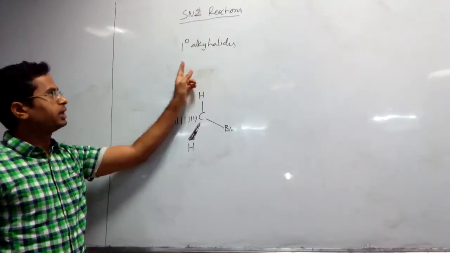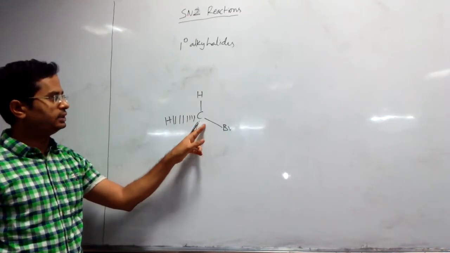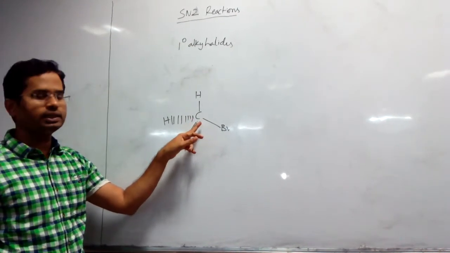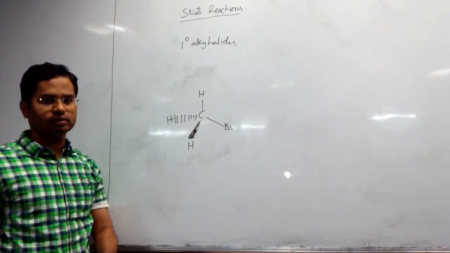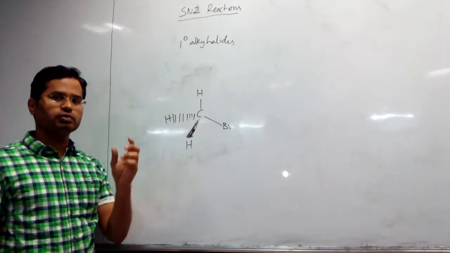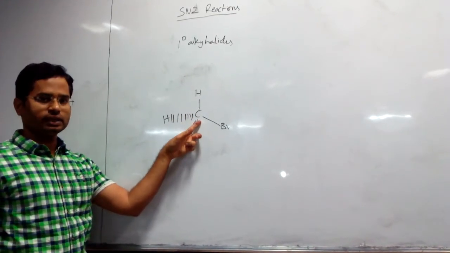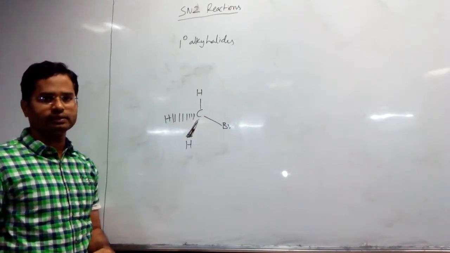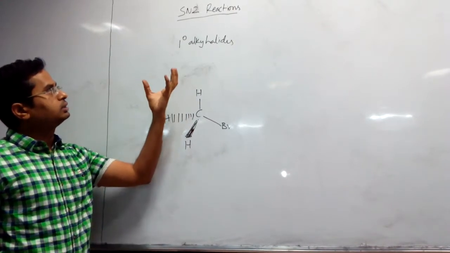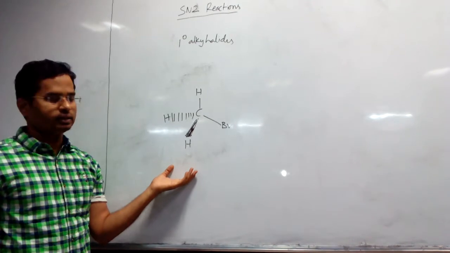SN2 reactions. Primary alkyl halides undergo SN2 reactions. This is a primary alkyl halide because the carbon is attached to no other carbon. A carbon is primary when it is attached to no other carbon or only one carbon. Here the carbon is attached to no other carbon, so this is a primary alkyl halide. We can explain this SN2 reaction by using a primary alkyl halide.